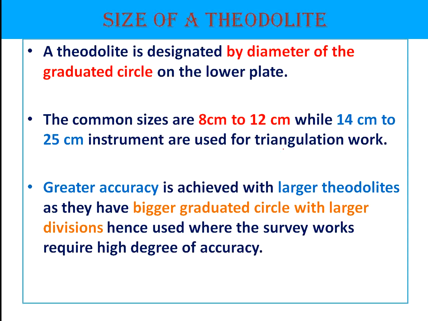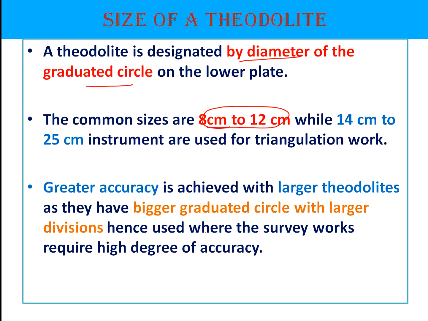Now, coming to the size of the theodolite. A theodolite is designated by its diameter of the graduated circle. Common sizes are 8 to 12 centimeter. Now, greater accuracy is achieved with larger theodolite. That means bigger the graduated circle, greater will be the accuracy.